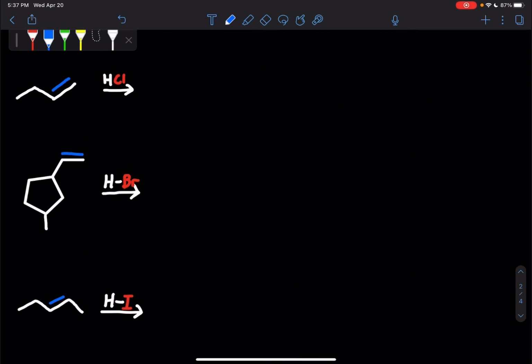Okay, so go ahead and try these next three problems on your own. Try finding the major products of each one of them, and try doing the mechanism if you'd like. For the first one, we have a pi bond on a primary carbon and a secondary carbon.